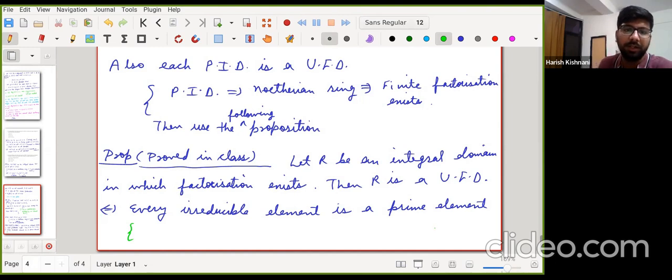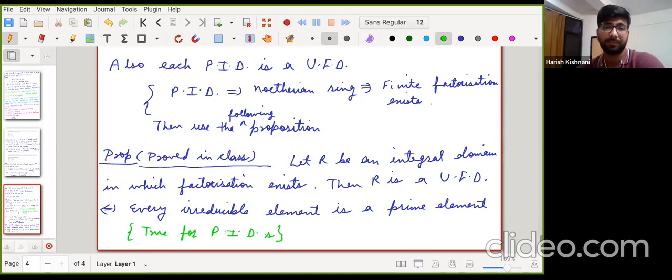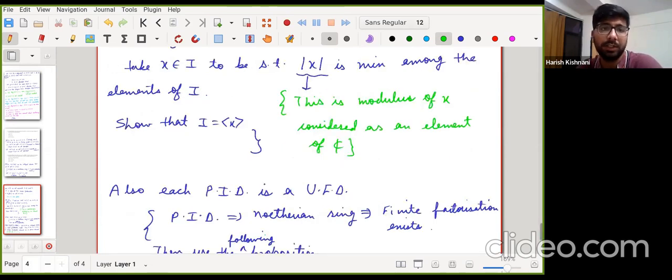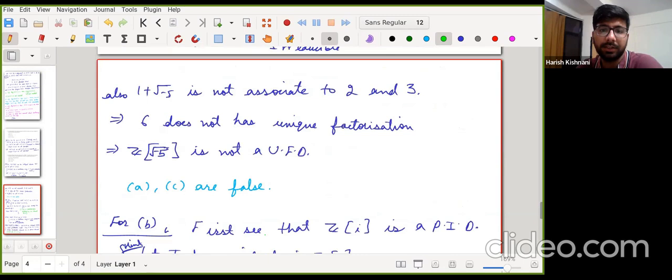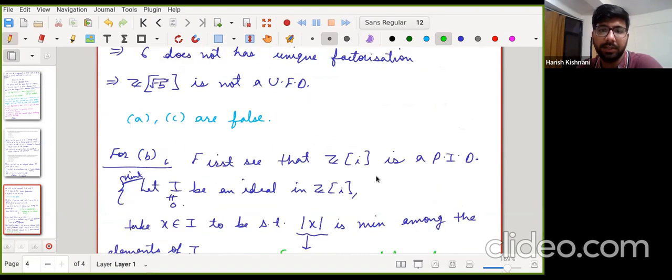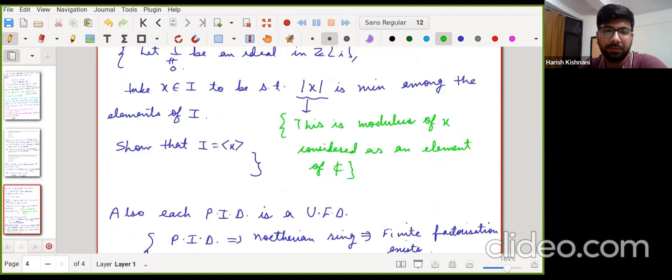Okay, so every irreducible element is a prime element, and that is true for PIDs. So there is no issue in that also. Thus, each PID is a UFD. And in the first part, we saw that Z[i], the ring of Gaussian integers, is a PID. Thus, it's also a UFD. So B is true.